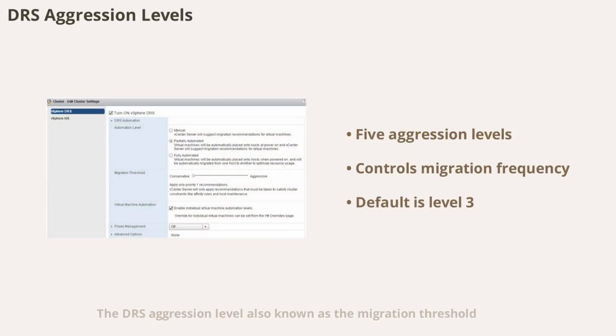The DRS aggression level, also known as the migration threshold, determines how much imbalance is tolerated in the cluster. There are 5 levels, from 1 most conservative to 5 most aggressive. Higher aggression means DRS will migrate VMs more frequently to achieve a more even load distribution. The default is level 3, which works well for most environments. Adjusting this setting lets you balance between minimizing migrations and maximizing resource balance, depending on your priorities.